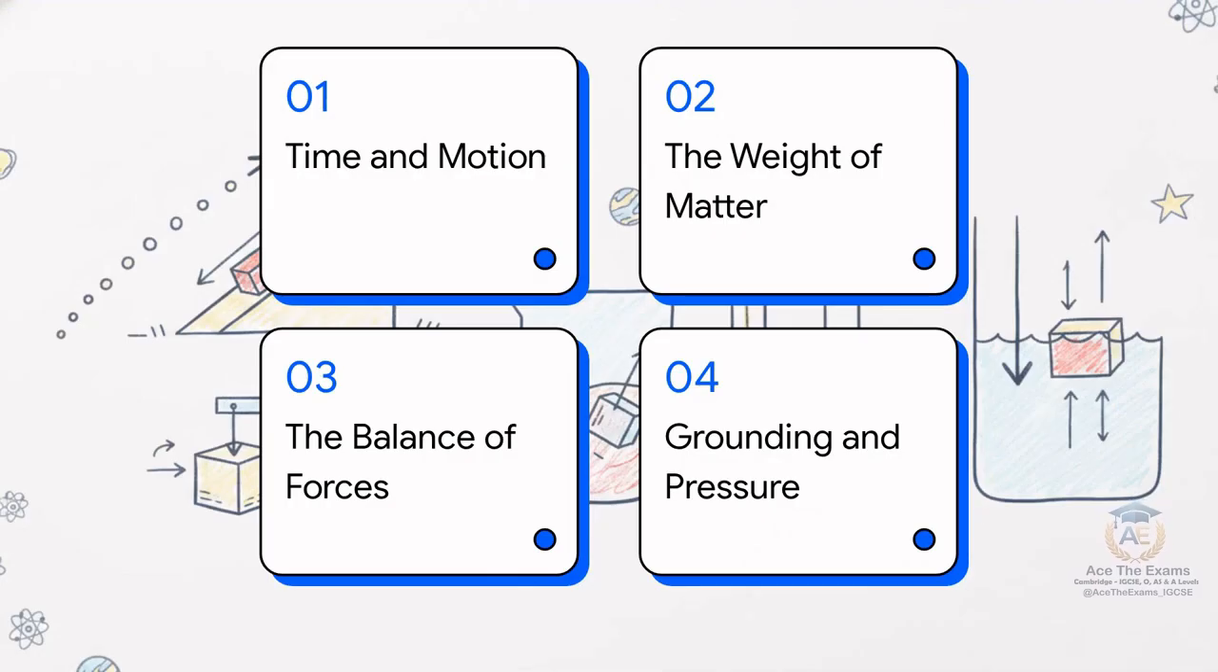Okay, let's lay out the trials of mastery we're going to undergo today. Trial 1 covers time and motion. Trial 2 explores the weight of matter. Trial 3 is all about the balance of forces. And Trial 4 wraps the whole shebang up with grounding and pressure. Let's just jump right into the first trial, shall we?